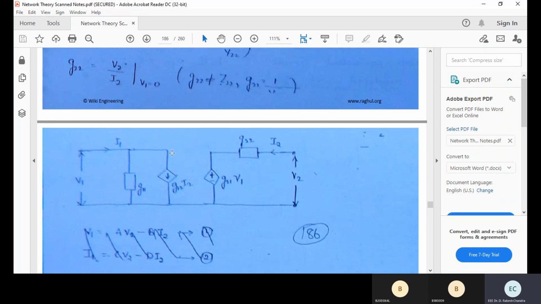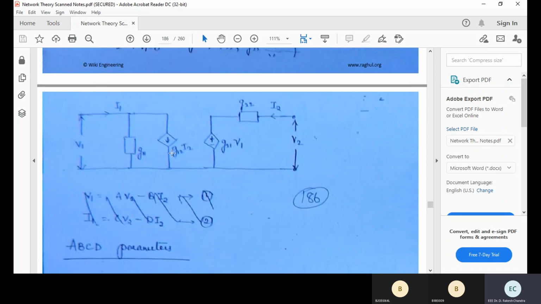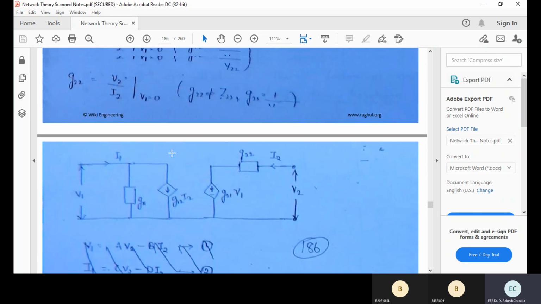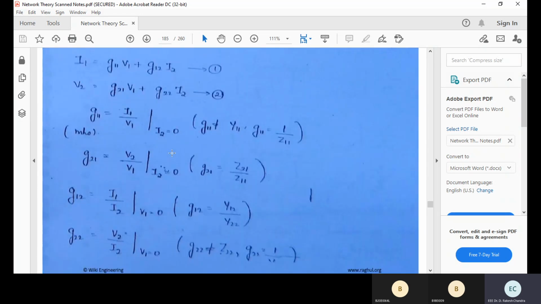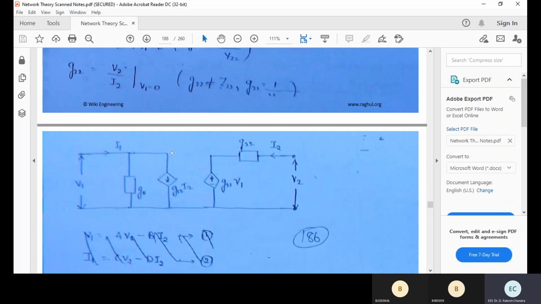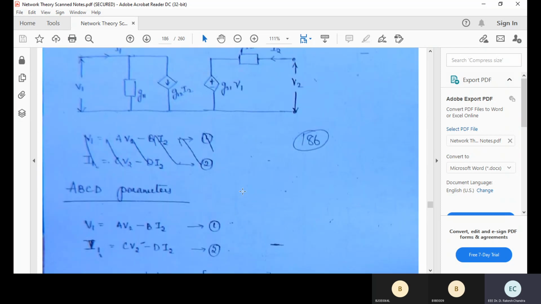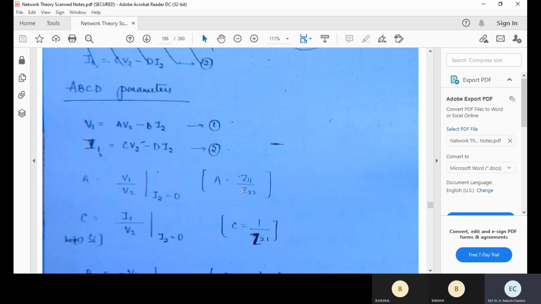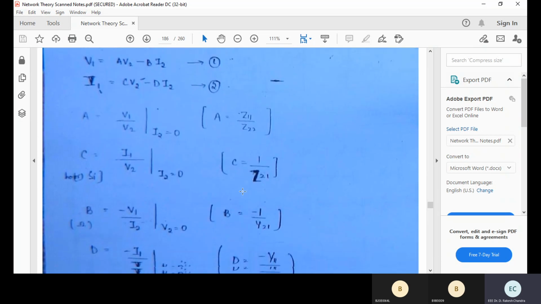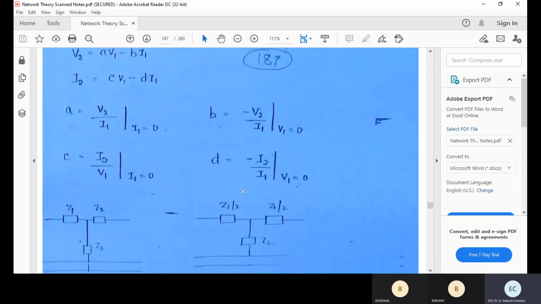Similar to that, you can construct the equivalent circuit as your I1 is equal to G11 V1 plus G12 I2, and your V2, here it is series connected means it speaks about voltage. Voltage V2 is equal to G22 I2 plus G21 V1. That is the combination. Of course, ABCD parameters are not required for you. It's not there in the syllabus.